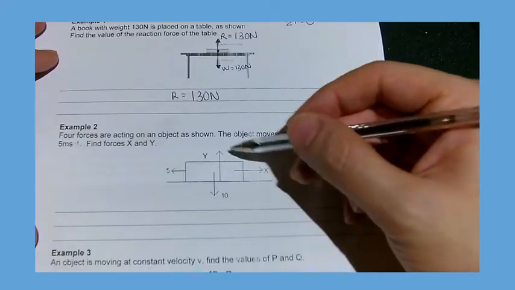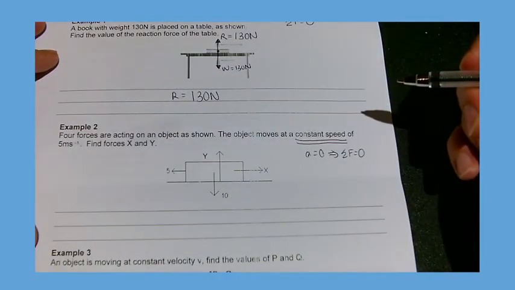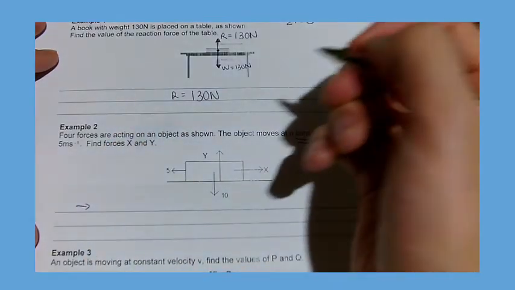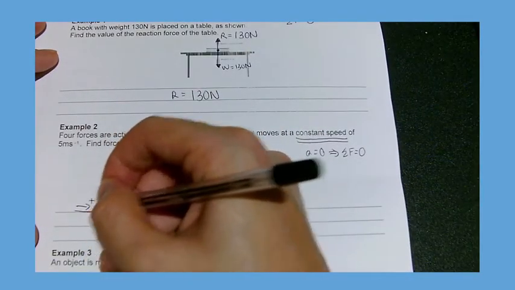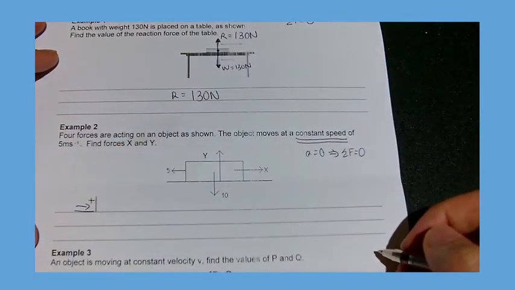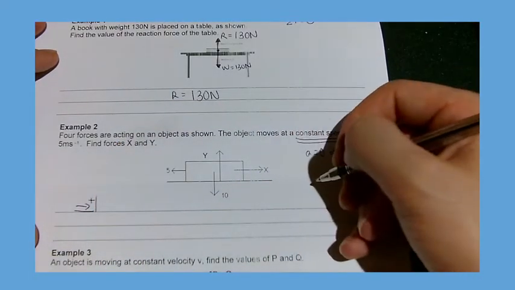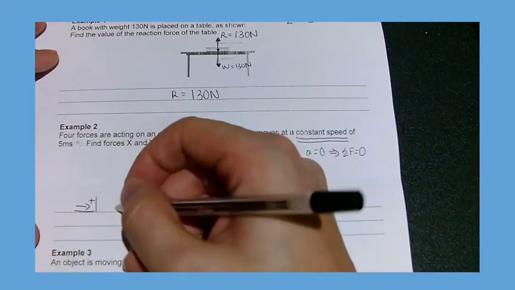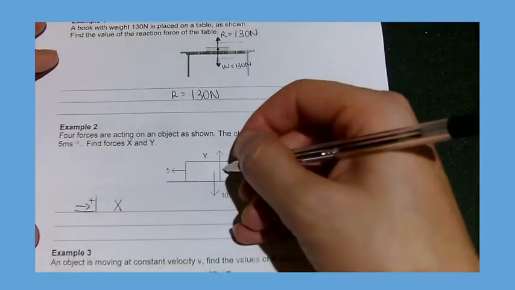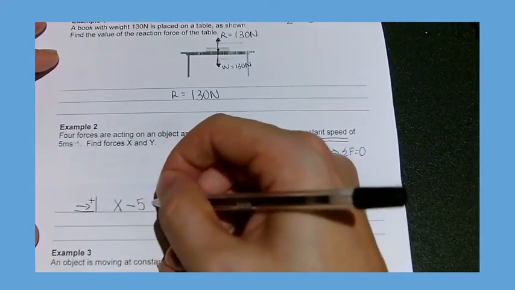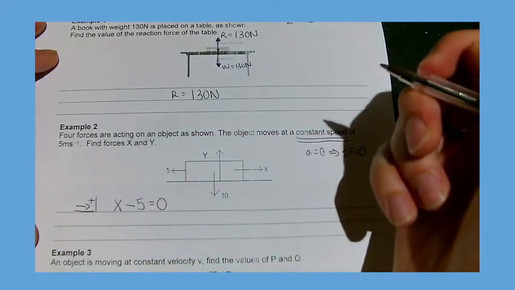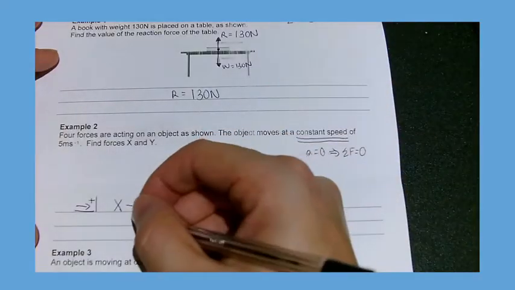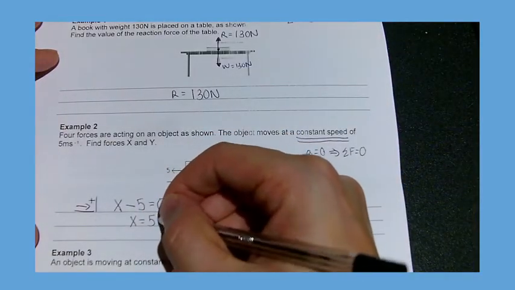Therefore, again, I look at my forces horizontally and vertically. Looking at my forces horizontally, I'm going to take the right direction to be positive: any forces to the right are positive, any forces to the left are negative. Therefore X, which is this force here, minus 5, that resultant force must be equal to 0. There is no overall acceleration horizontally. Therefore we can deduce that X is also 5 newtons.